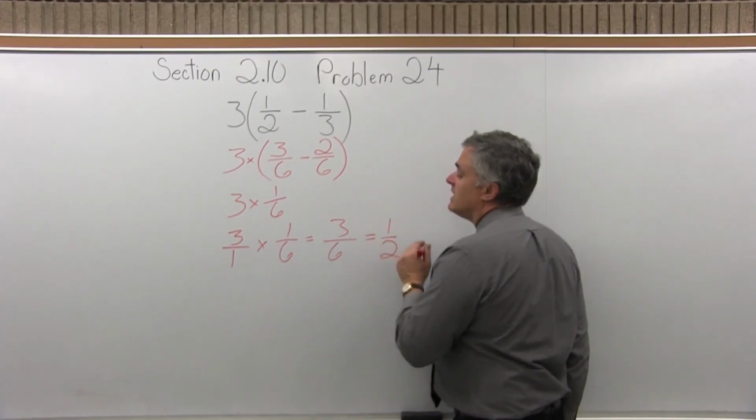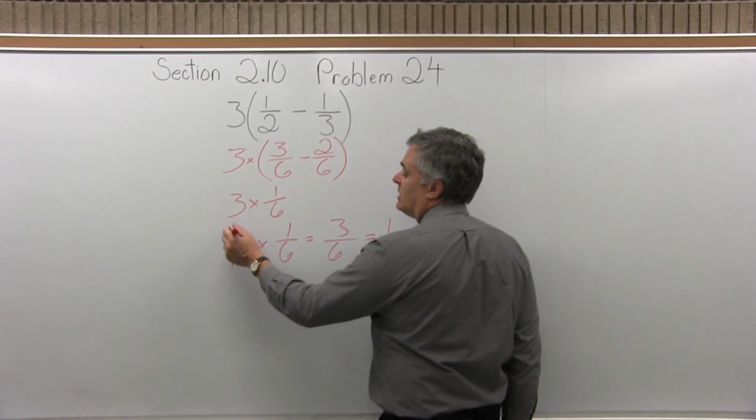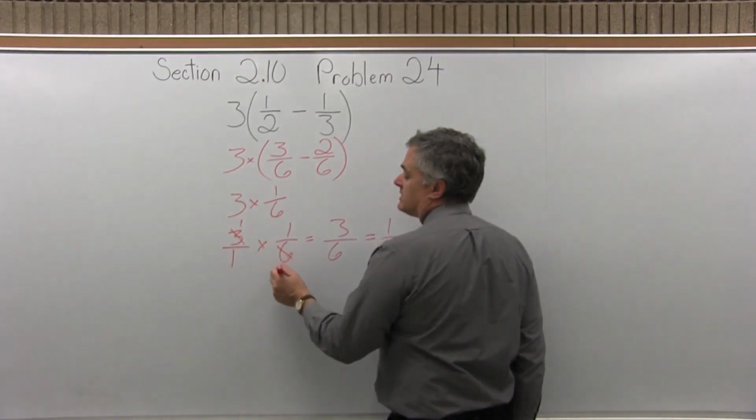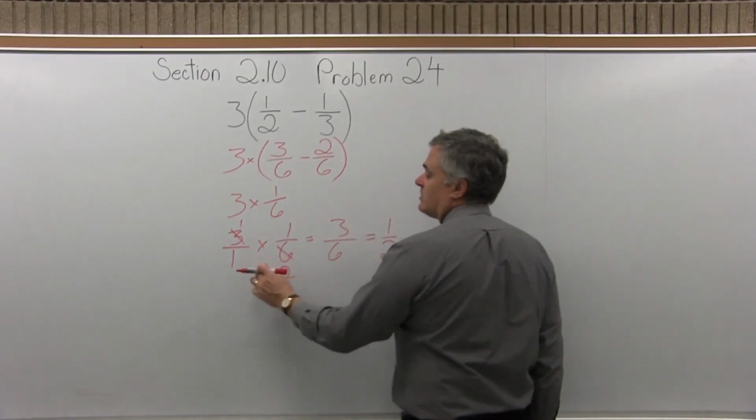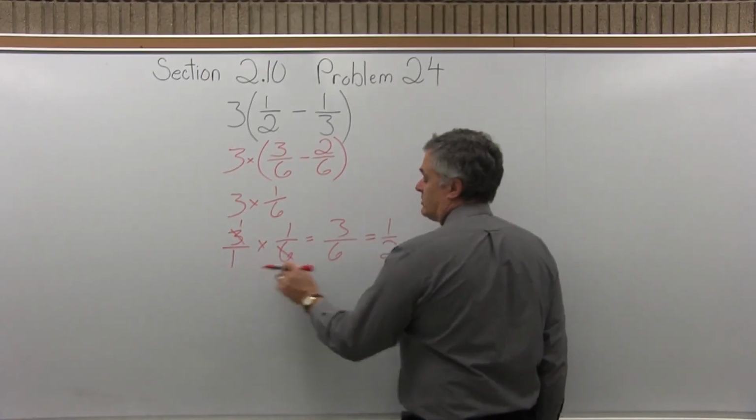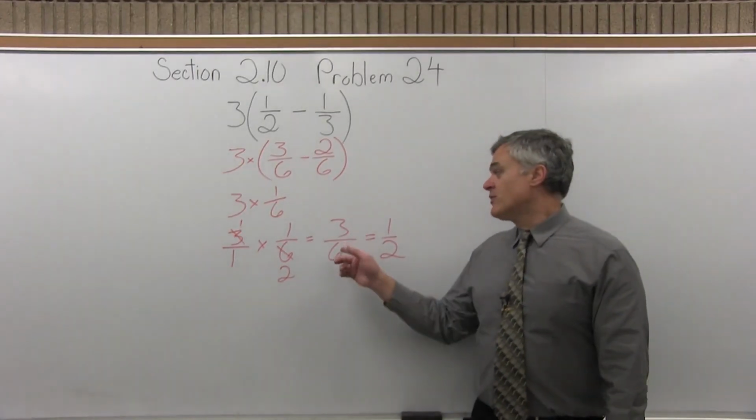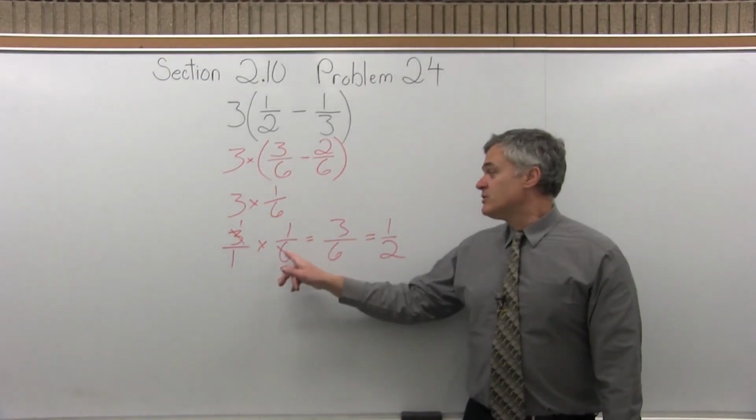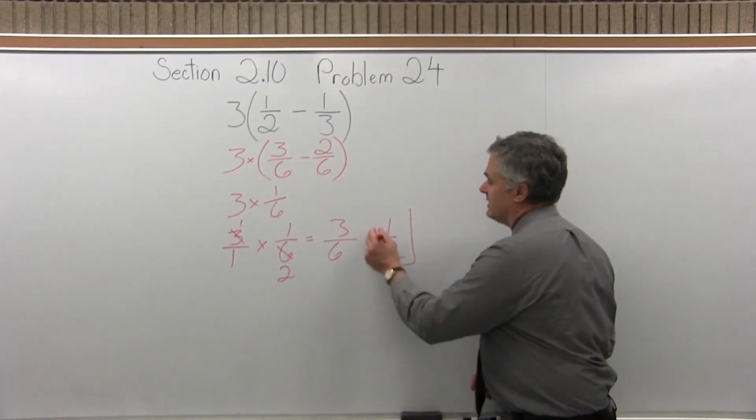And again, notice, if I had wanted to, I could have reduced first and multiplied what's left. 3 goes into 3 once, 3 goes into 6 twice, and now on top, 1 times 1 is 1, and in the denominators, 1 times 2 is 2. So I still get the same 1/2. You can multiply first, then reduce what you get, or reduce first and multiply what's left. So the final answer, either way, is 1/2.